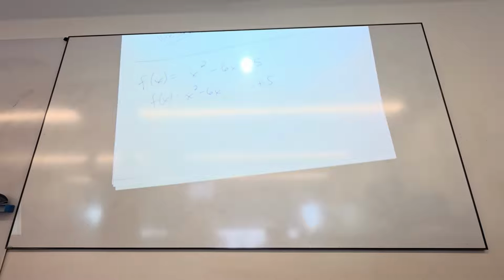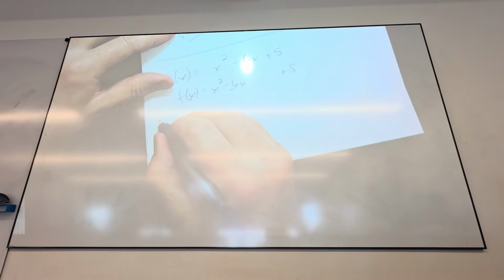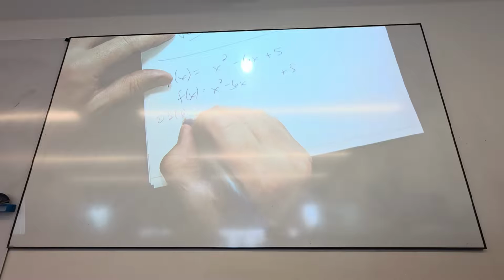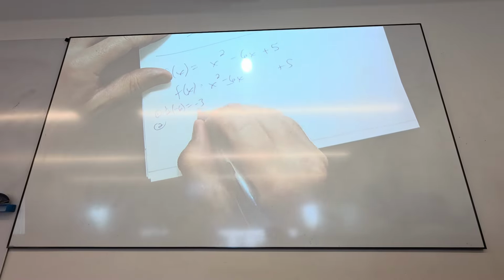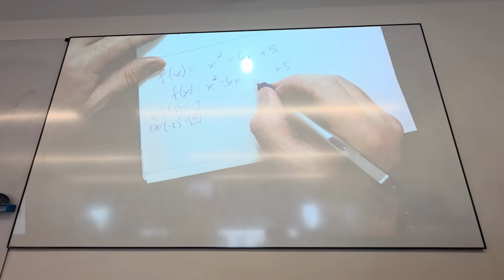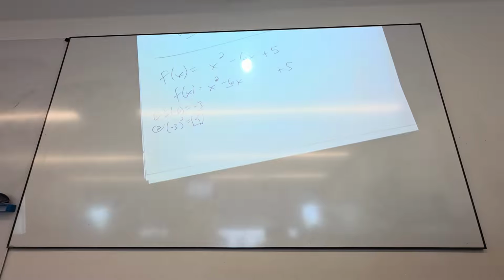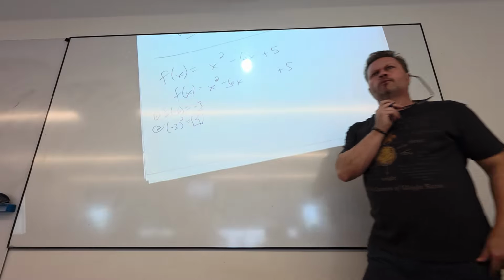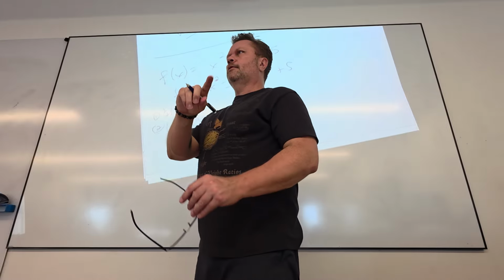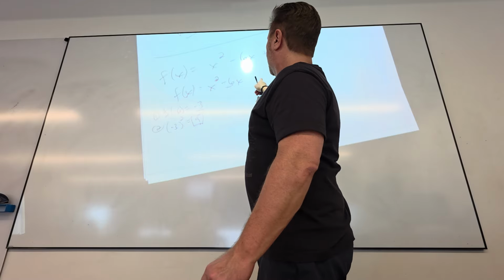Does anyone remember the 2 steps to completing the square? What are the 2 steps? I take this guy and I cut him in half. Half of negative 6 is negative 3, and then I take that and do what? Square. What do I do with this number? Put it in between 6 and what do I do with this number? Yeah, so I add 9, right?